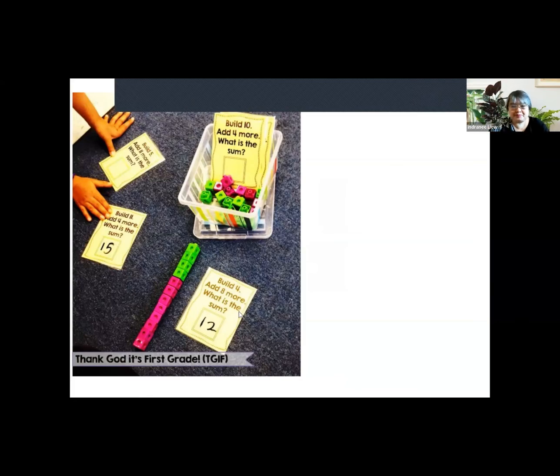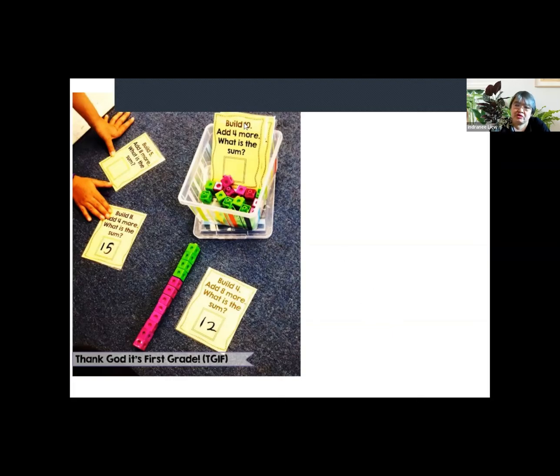So what does that mean? Build 4 means they start with this 4. After that, what do they do? Put in and add in another 8. What do you get? 12. This can be laminated and they can just write on it.